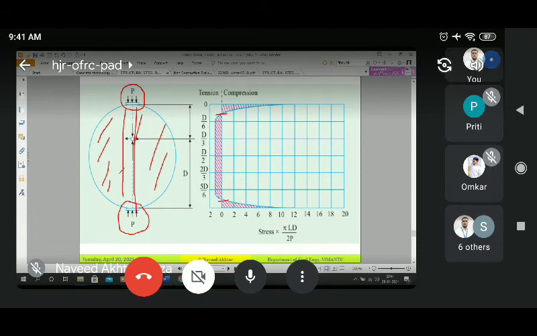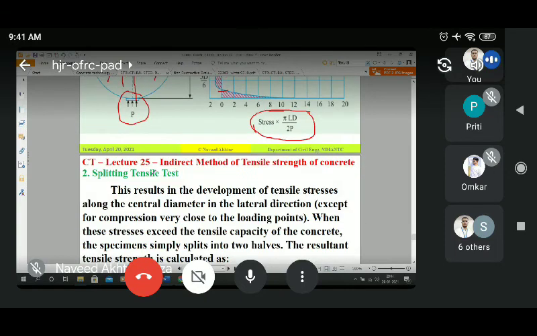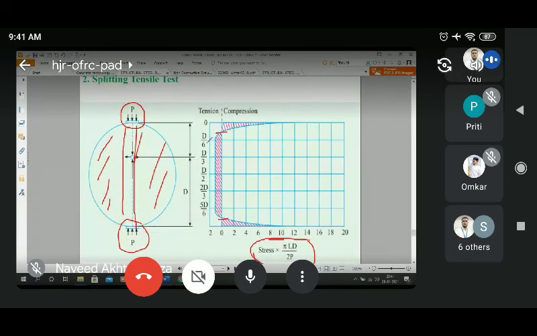The stress is generally 2P upon pi L D, and this is the stress diagram. You can see how it is distributed through the center, then the third point, then the sixth point, and beyond that there is only very small compression on the specimen. That is the stress distribution diagram.